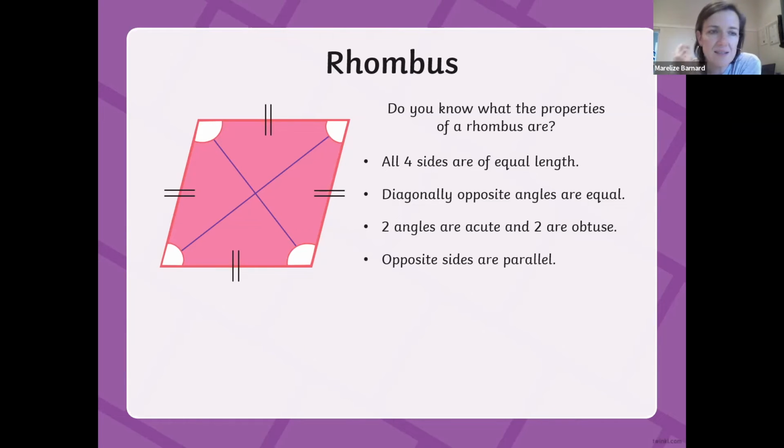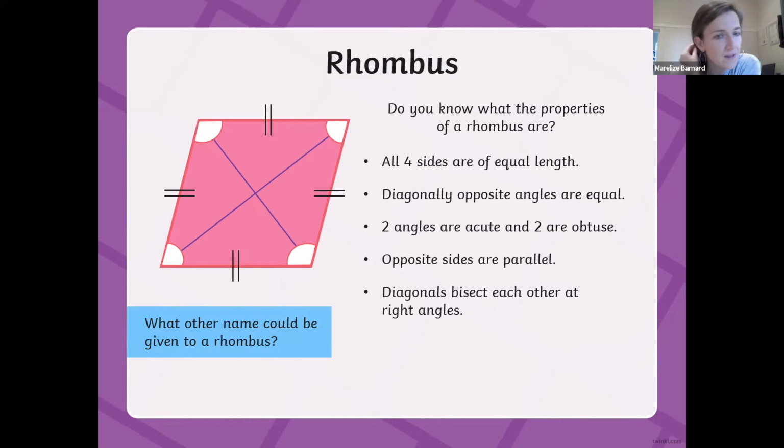Chinomerum, what bisects at 90 degrees? The diagonals bisect at 90 degrees. Yeah. Now, what other names could be given to a rhombus? Is it a square? Is it a parallelogram as well? Is it a rectangle?